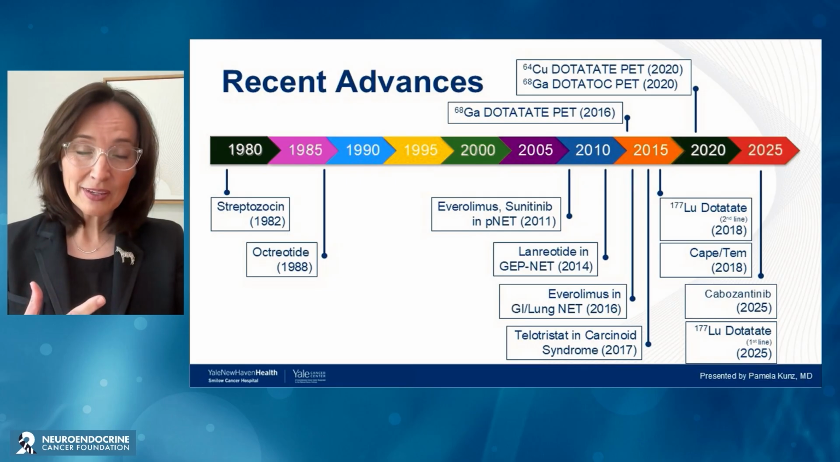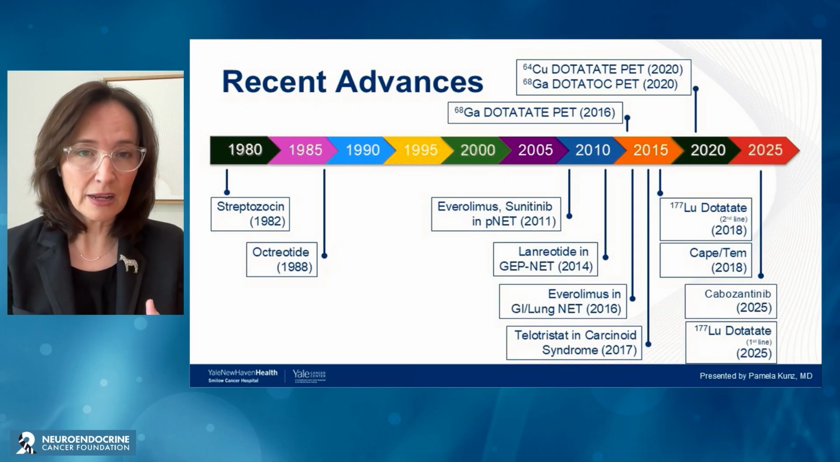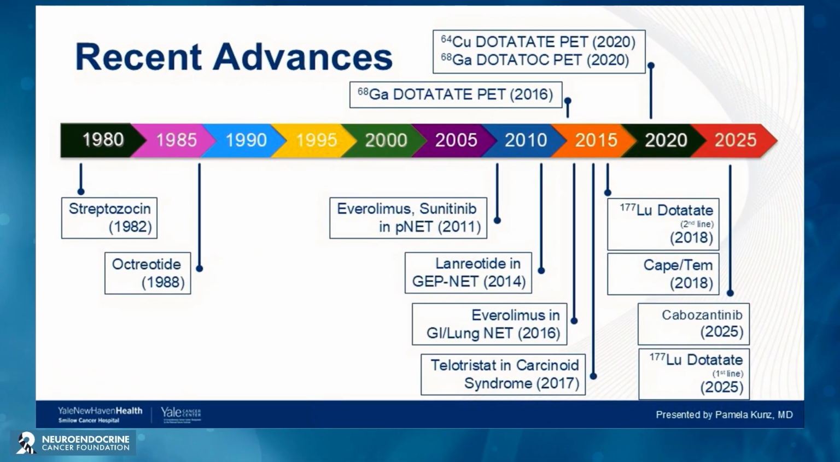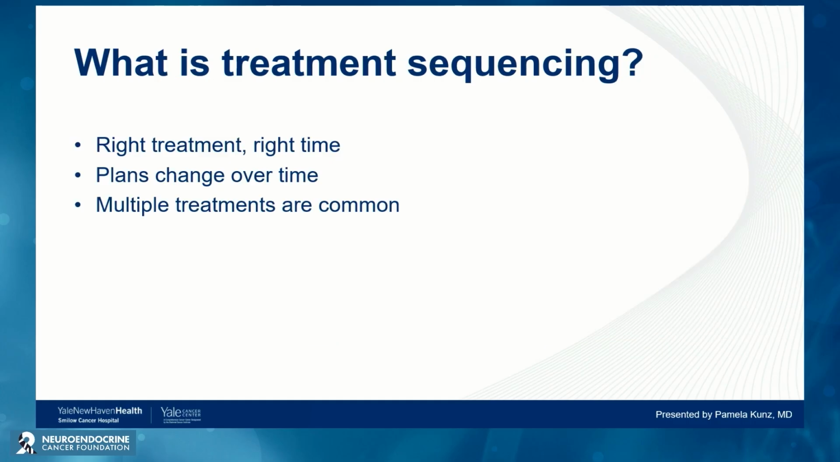I like to start with this timeline just to share how far we have come in terms of treatment advances for patients with neuroendocrine neoplasms since the 1980s. We've had an explosion of research demonstrating advances in imaging above the timeline and advances in treatments below the timeline. This has made treatment decisions and how we think about sequencing treatments very complicated. There are so many treatments, and it is objectively very confusing. And so we want to try to help provide some clarity around that for you.